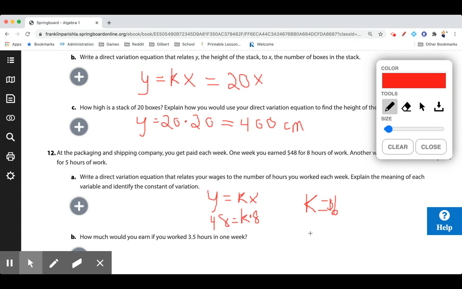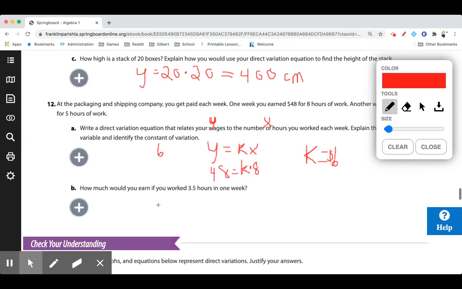$6 per hour. y is our total amount. x is our work, the number of hours. Your wages is y. The constant of proportionality is 6. Sorry, the constant of variation is 6. Remember, constant of proportionality is the same as constant of variation. They're the same thing. Just like slope was the same as rate of change, which is the same as constant of variation and constant of proportionality. A lot of algebra is just different words for the same thing. We just got to learn new words every week, apparently.